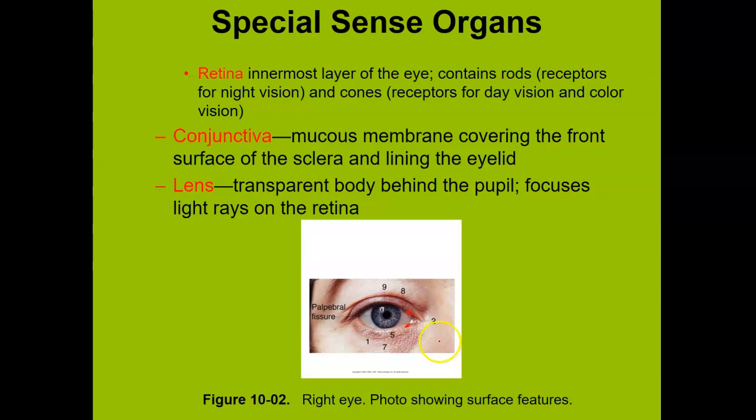Now, last thing that you can't see here, but behind the pupil is the lens. The lens looks like a skittle, frankly. It looks kind of like a clear skittle, and it helps us focus the rays of light onto the retina.